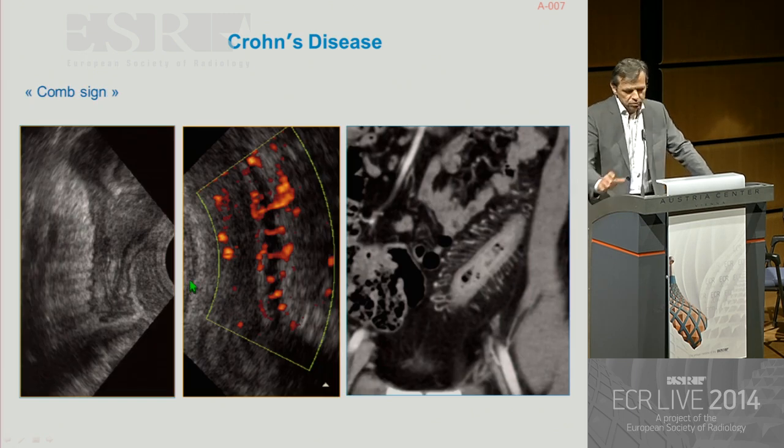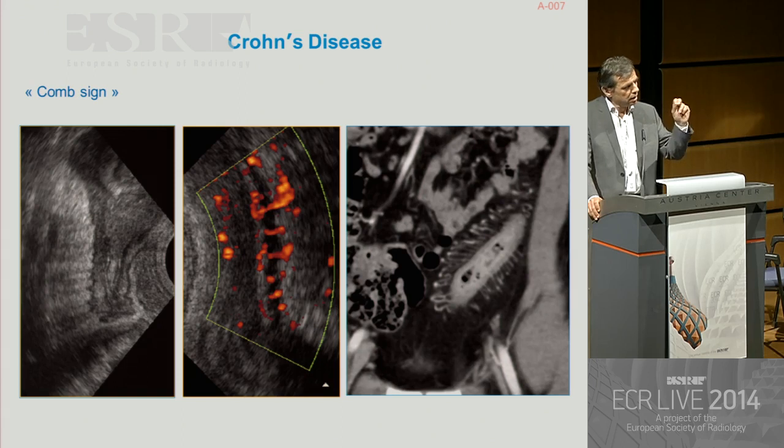The comb sign is a very well-known sign for Crohn's disease. What is the comb sign? The comb sign is just inflammation of the vasa recta, which you can see on CT, or here on ultrasound, that go through the muscularis layers and are associated with a fibrofatty inflammation that gives strings that are attached to the colon.